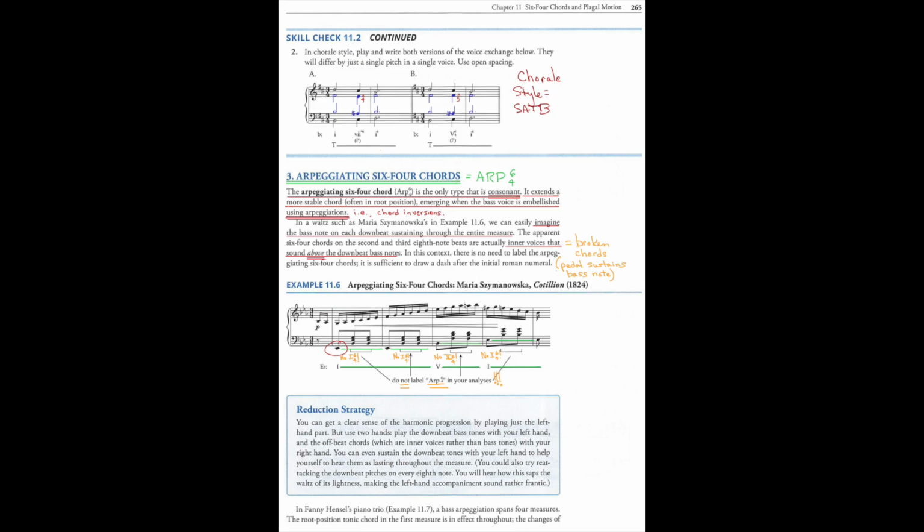It says, in chorale style, play and write both versions of the voice exchange below. They will differ by just a single pitch in a single voice. So basically, in the exercise we're doing right now, we're just looking for one of them to use scale degree 4 and one to use scale degree 5. Chorale style is SATB. So here we go.